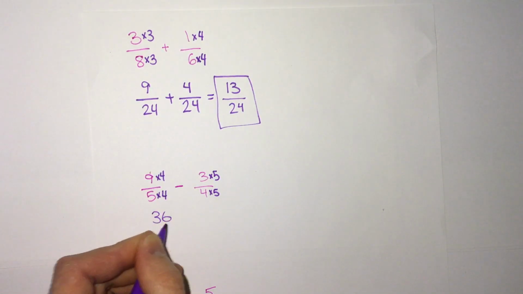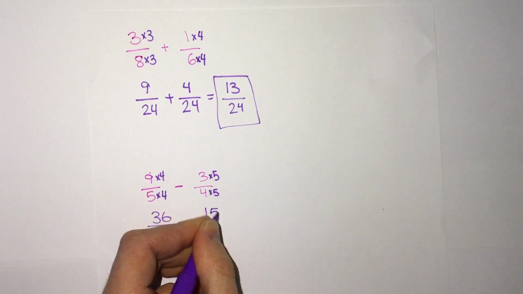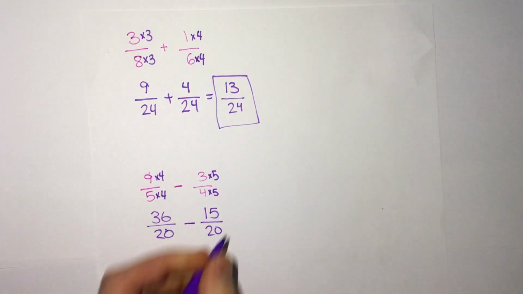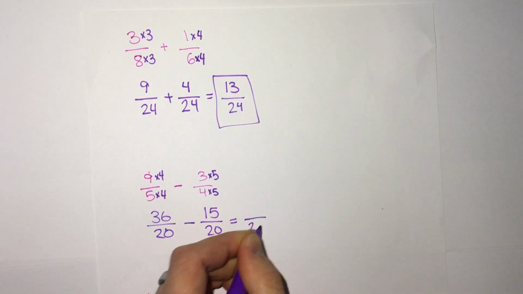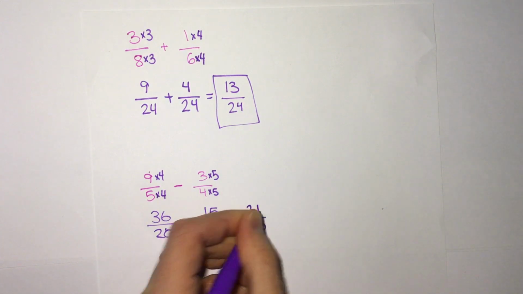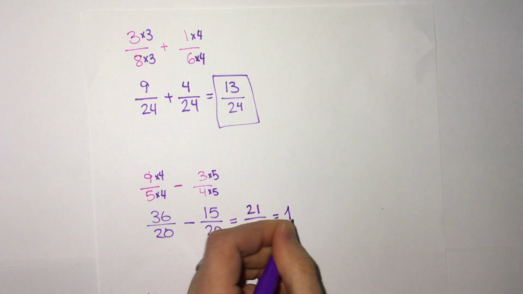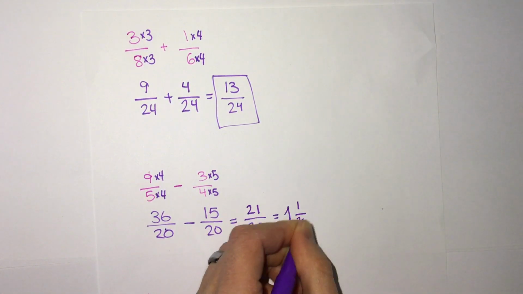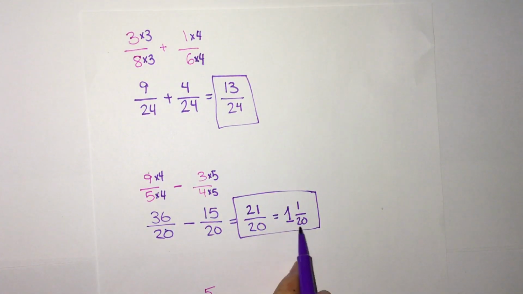9 times 4, we get 36/20 minus 15/20. So if we subtract this, our answer is going to stay with the 20ths, but 36 minus 15, we get 21/20. We can leave our answer as an improper fraction or write it as a mixed number. Either one is okay. And we can see there's nothing to simplify here. Nothing goes into 21 and 20, so we leave it just as it is.